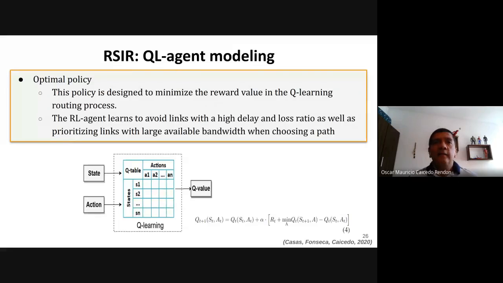In this case, the agent uses equation 4 that is presented in this slide to calculate the different Q values for each action for each switch in the network. We are going to fill out this Q table by using this equation. That's basically the way we obtain the optimal policy.